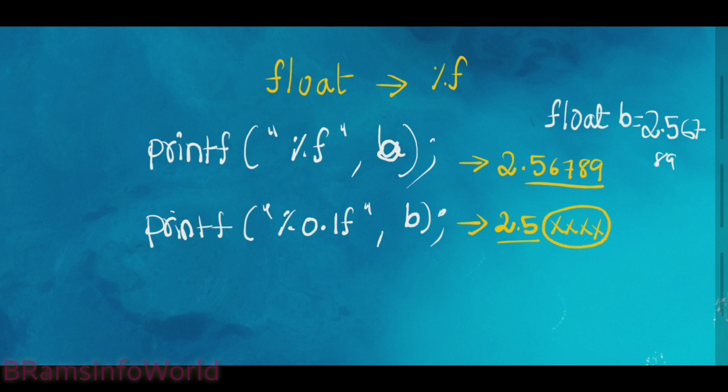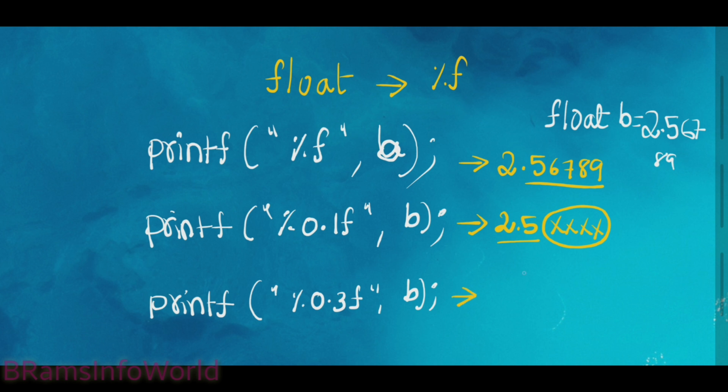Similarly we can take one more example, printf with %0.3f of b. That means 2.567, since 3 means 1, 2, 3 decimals: 5, 6, 7. The remaining 8, 9 are not printed. This is the way we can print.